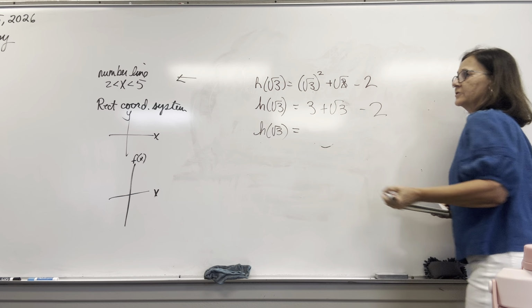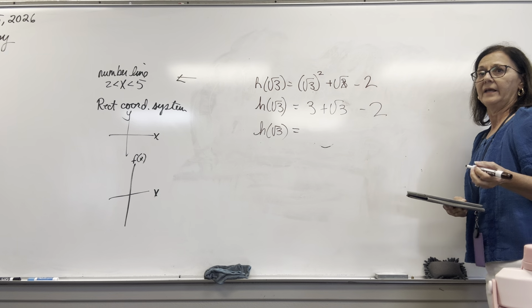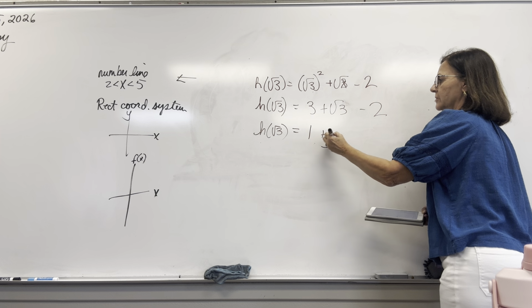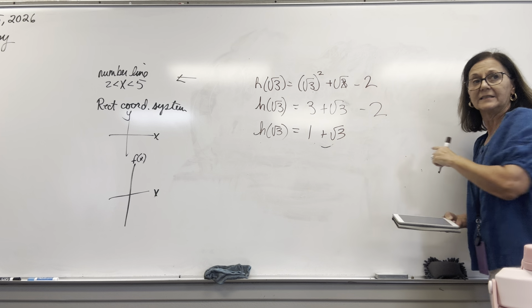What does H of square root of 3 equal? What goes first? Come on. Integers. Rational numbers go first. 3 minus 2. Irrational next. Imaginary next. That's the proper order.